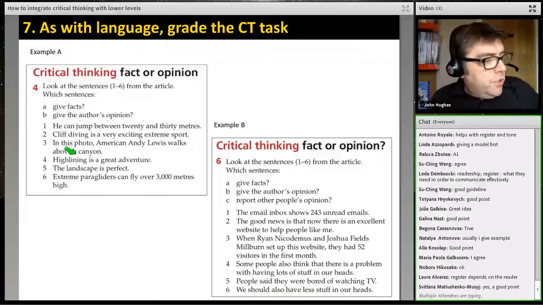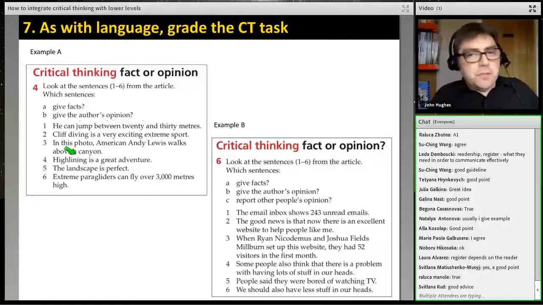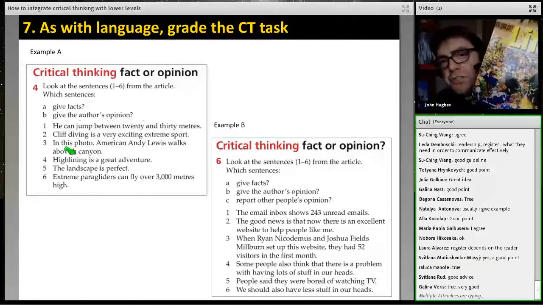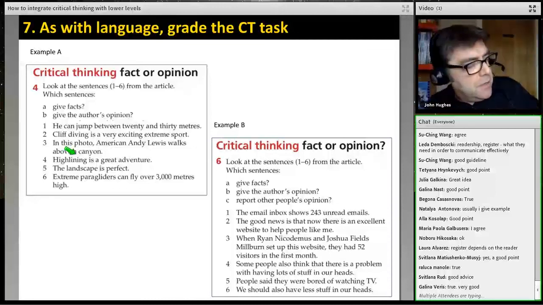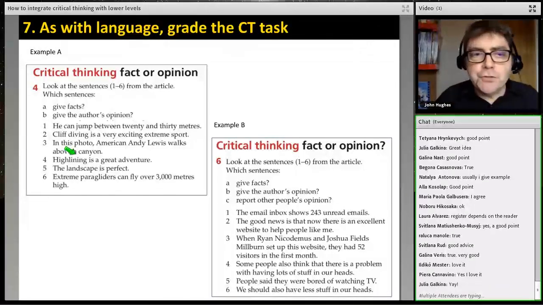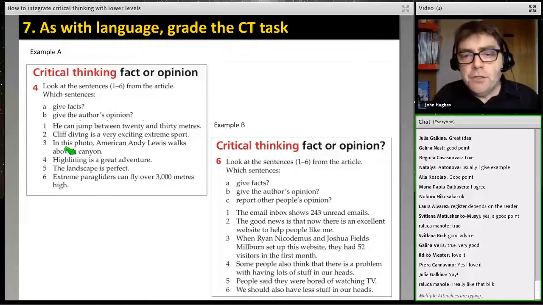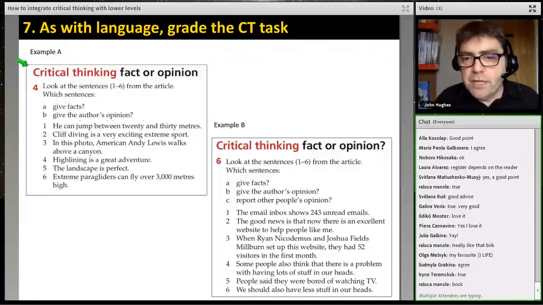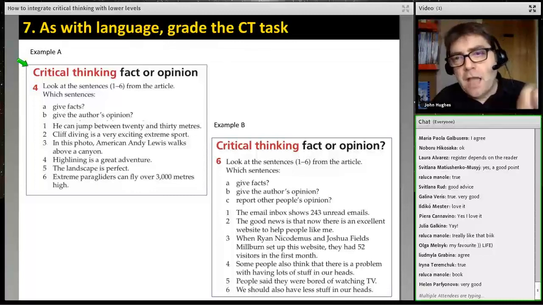If any of you know about Life, here's the Life 2nd edition. The British English version's just come out and the American English version will come out soon. In Life, if you've used it, we have reading pages and we have critical thinking sections in the reading pages. And one of the critical thinking tasks we have is for students to decide whether a sentence is fact or opinion.